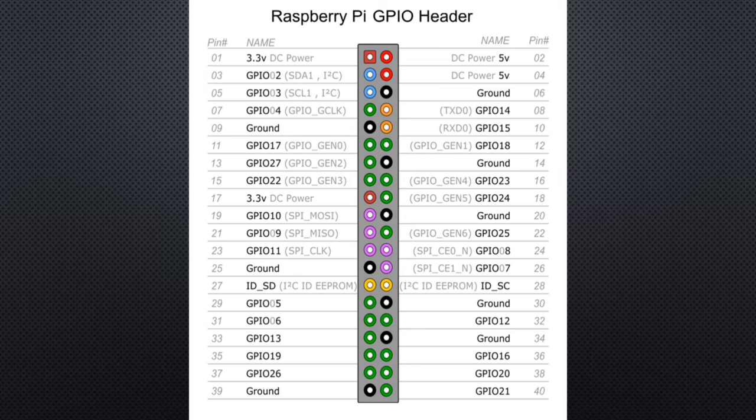Here you can see the references for your GPIO pins. Remember, friends, it is common for all the Raspberry Pi boards, which have at least 40 GPIO pins. Remember, 40 GPIO pins.